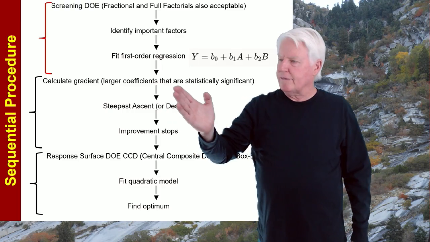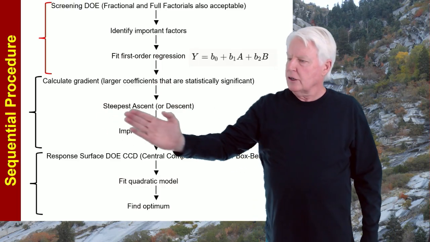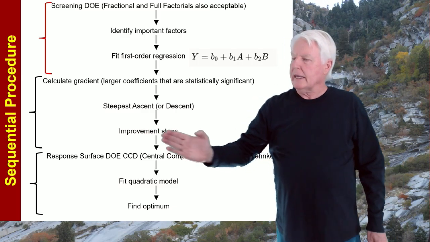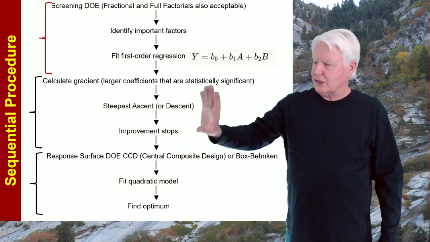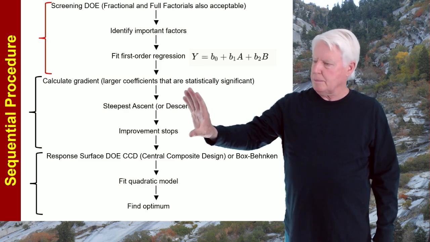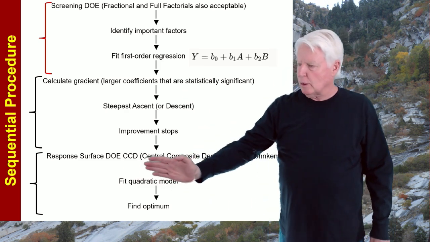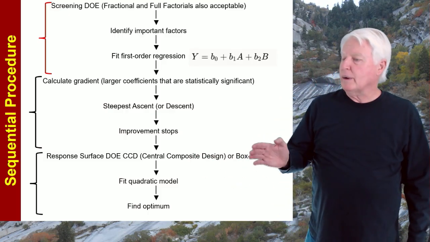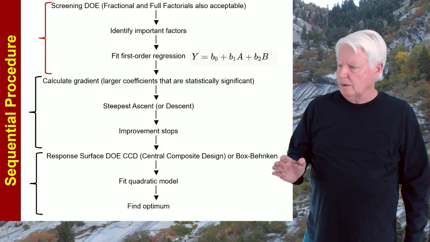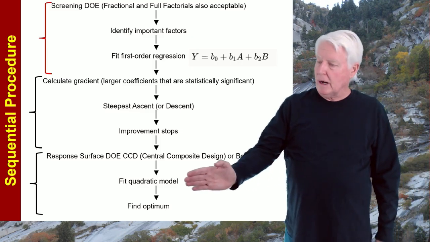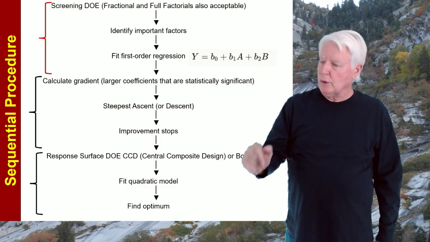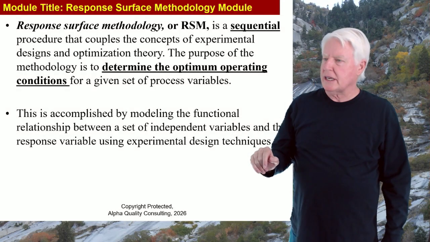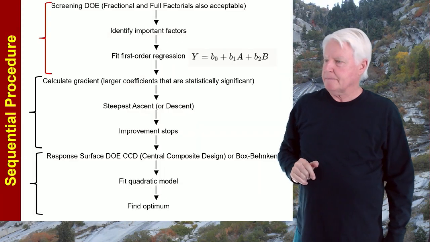Calculate the gradient, using large coefficients that are statistically significant. Do the steepest ascent using those statistically significant coefficients. And when improvement stops, that's the end of this sequential step. Then we go into response surface DOE, such as CCD, Central Composite Design, and Box Behnken. We cover a couple others also. And then we fit to a quadratic model, and this equation will then have squared terms in it, and find the optimum. So this is the sequential procedure that I'm talking about.